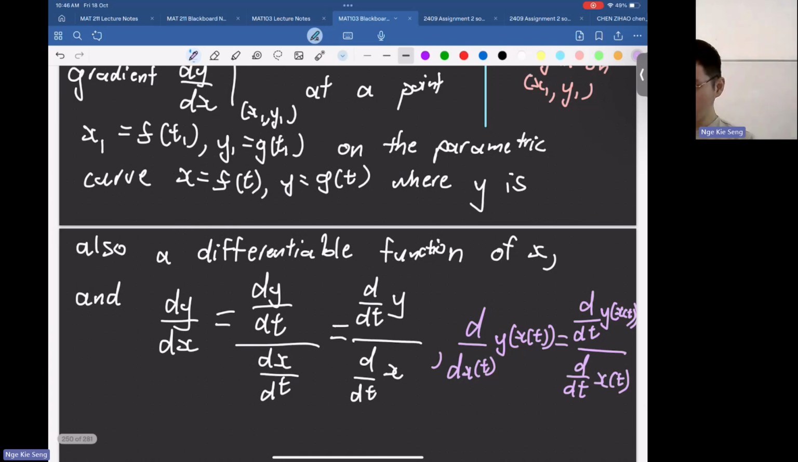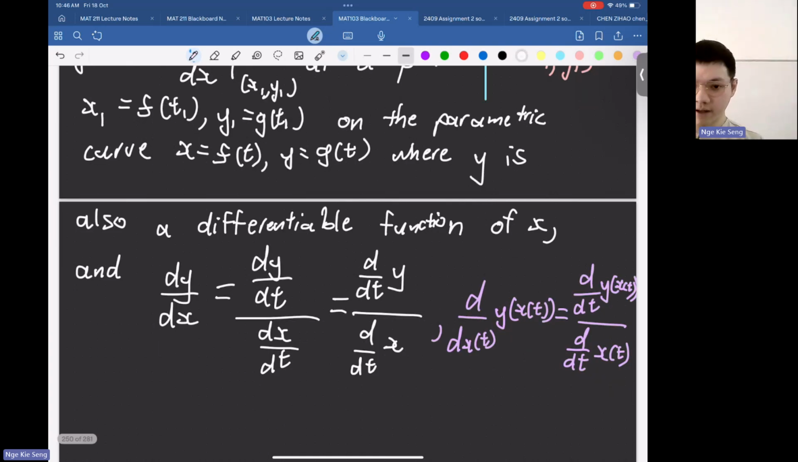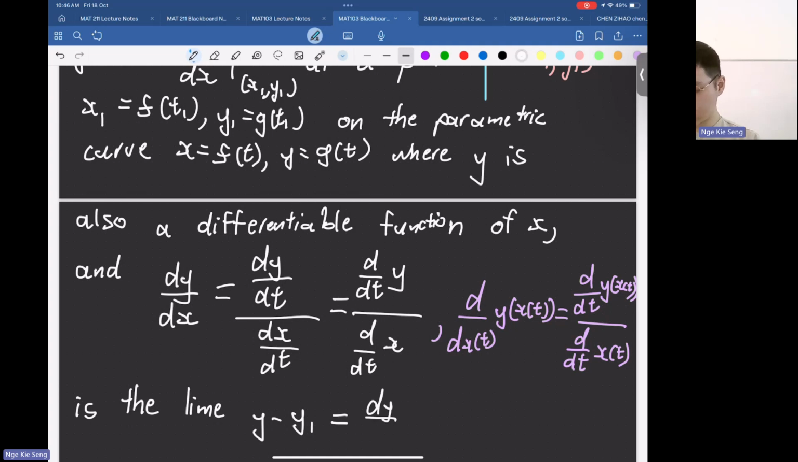Good. So what's that line? I haven't told you that line, so I will give you the formula of that line. That line is just y minus y1 equals m times x minus x1. What's the m? The slope, evaluated at x1, y1. So this is the straight line formula here.